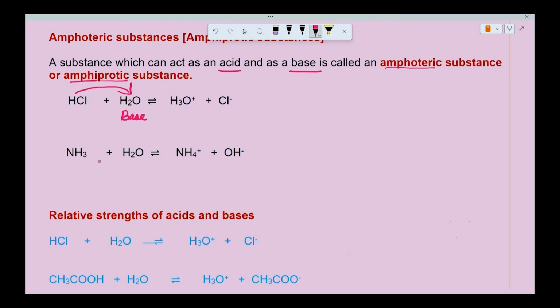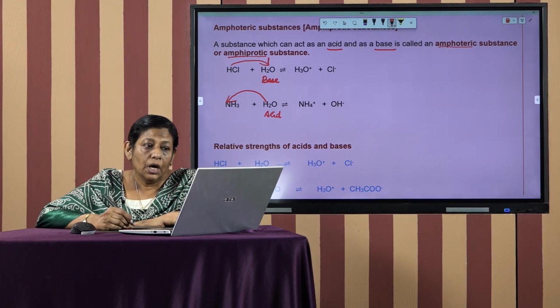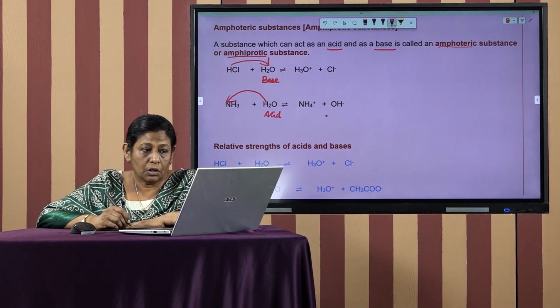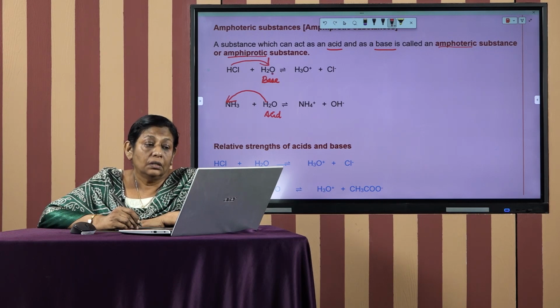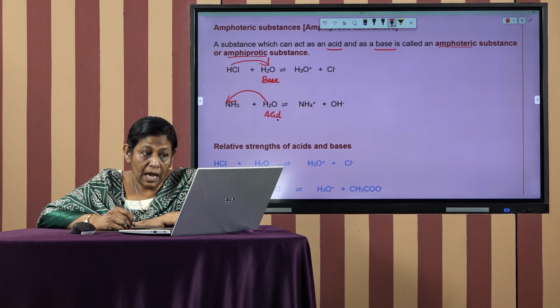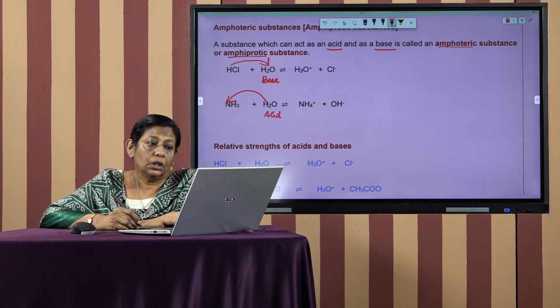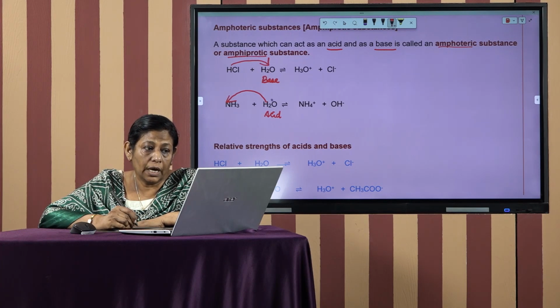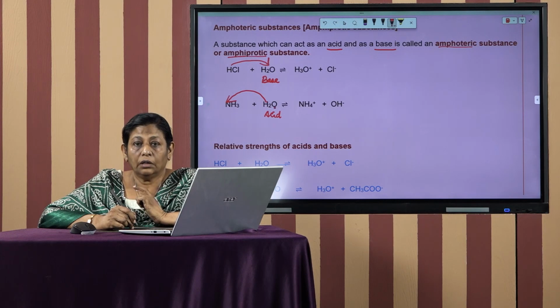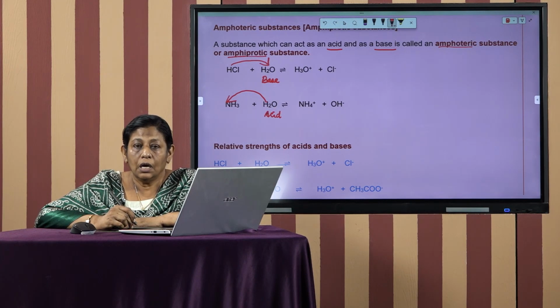Now, as we have seen already, when we take ammonia, water donates a proton to ammonia. Here water is acting as an acid because it is donating a proton, and you get ammonium ion and OH minus ion. Since water acts as an acid as well as a base, water is an amphoteric substance. Hope it is clear. Here water accepts a proton and here water donates a proton, and therefore water can be considered as an amphoteric substance.